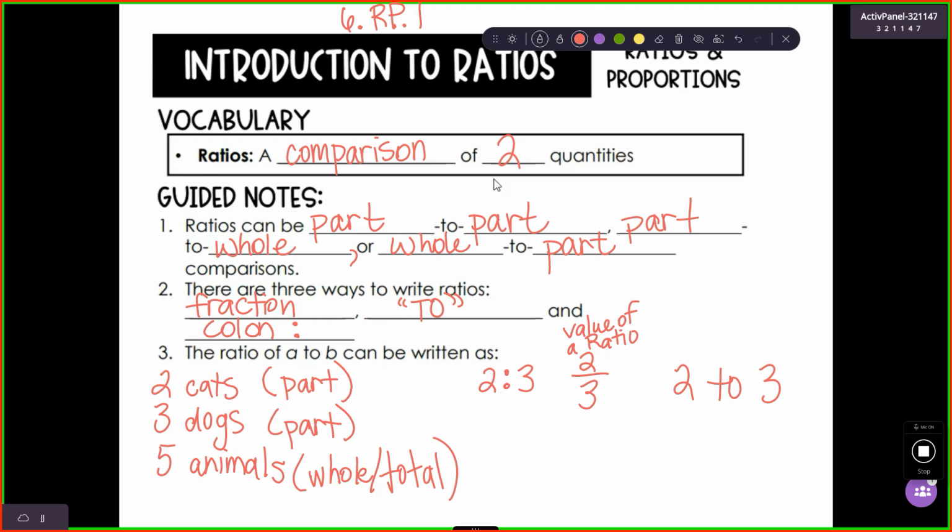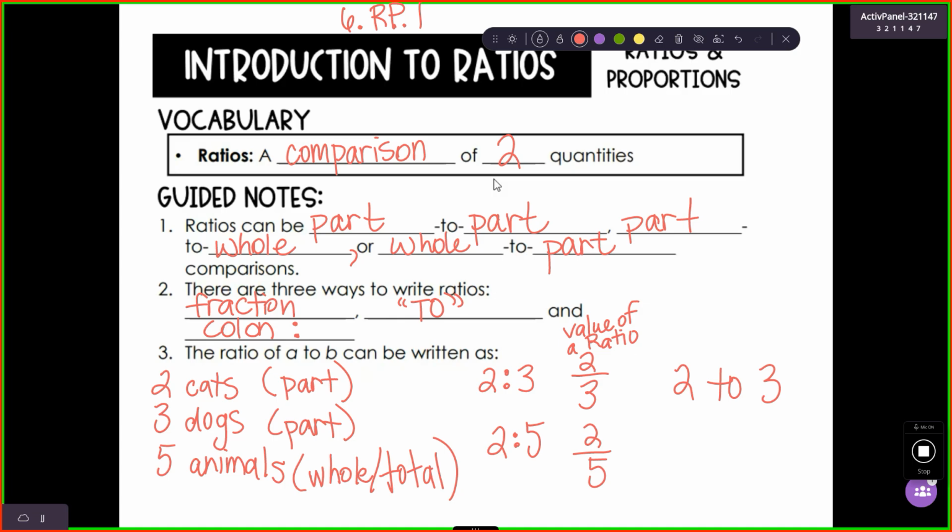Pick a part. Any part. 2. Okay? What's the 2 represent? 2 cats, right? So we pick that one. But what is my whole? 5. Okay? So I just did a part to whole. So 2 to 5. What would be my value of the ratio? Written as a fraction. And how do we say it? 2/5. Or we can say 2 to 5.